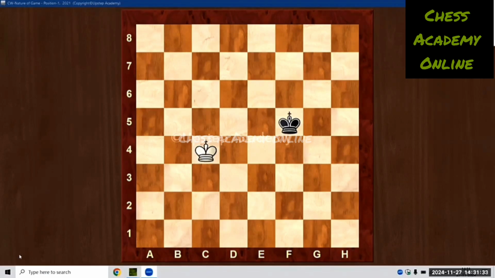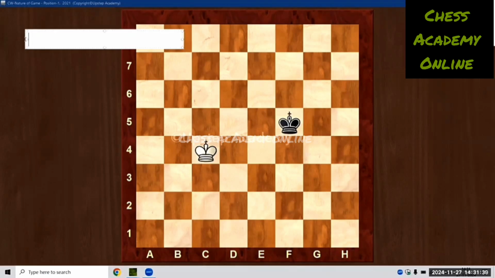So chess is actually a very old game invented in India. It was invented thousands of years ago and only 2 players can play this game. So first we will learn the names of all the chess pieces, the different chess characters.